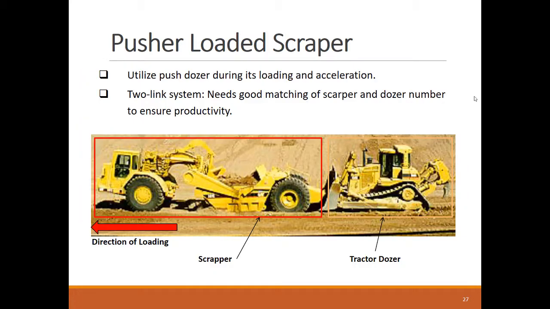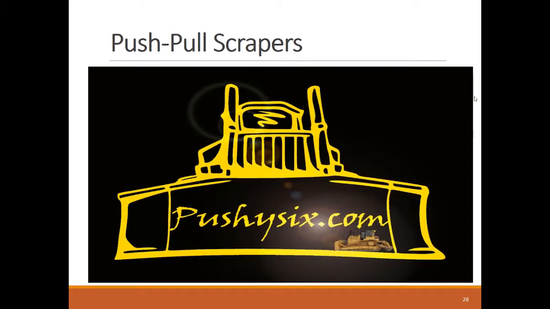The pusher-loaded scraper is a regular scraper that needs the help of a dozer, a pusher, to give it a nudge during the loading period and help it accelerate for the whole trip. We need to model this operation as a two-link system that depends on the existence of a free scraper and a free dozer to load. This requires a similar analysis to that we covered in the trucking lesson. Let's watch this video of the push-pull scraper operation and how it compares to self-loading scraper operation.